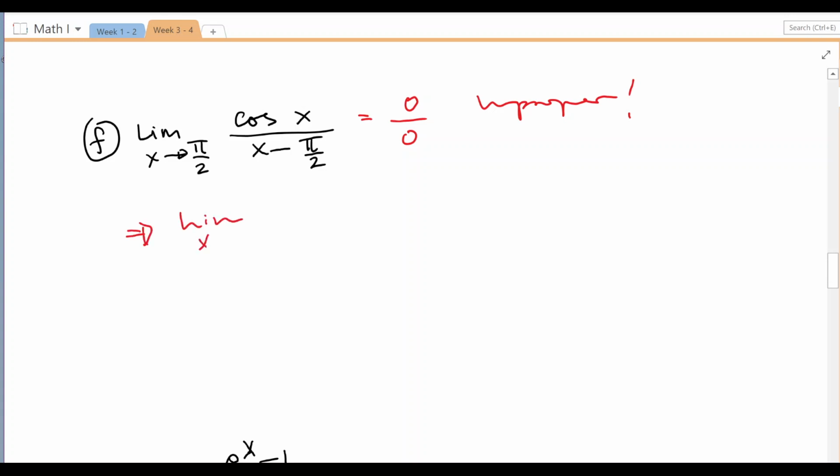So you're allowed to do L'Hopital. This is equivalent to the limit as x approaches pi over 2. The derivative of cos x is negative sine x, and the derivative of x equals 1, and that's it. Therefore at 90, negative sine 90 is negative 1, so the answer is negative 1.